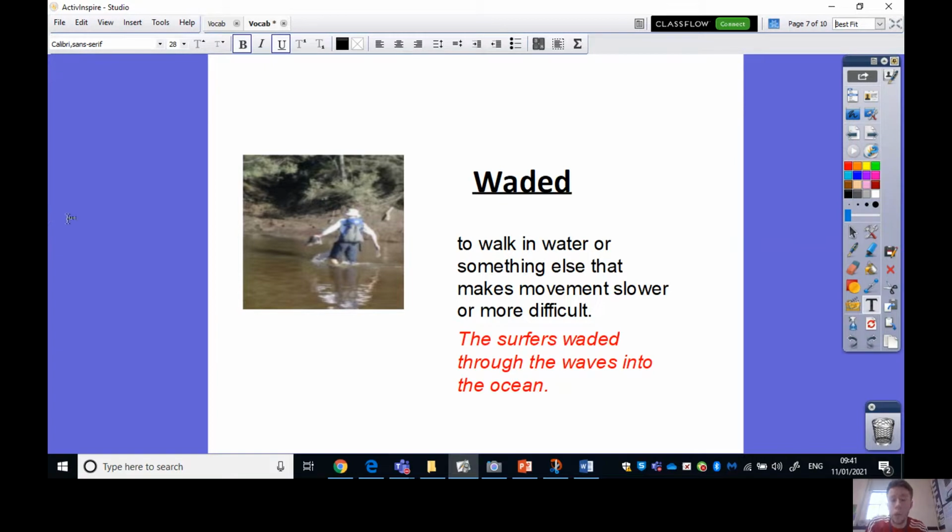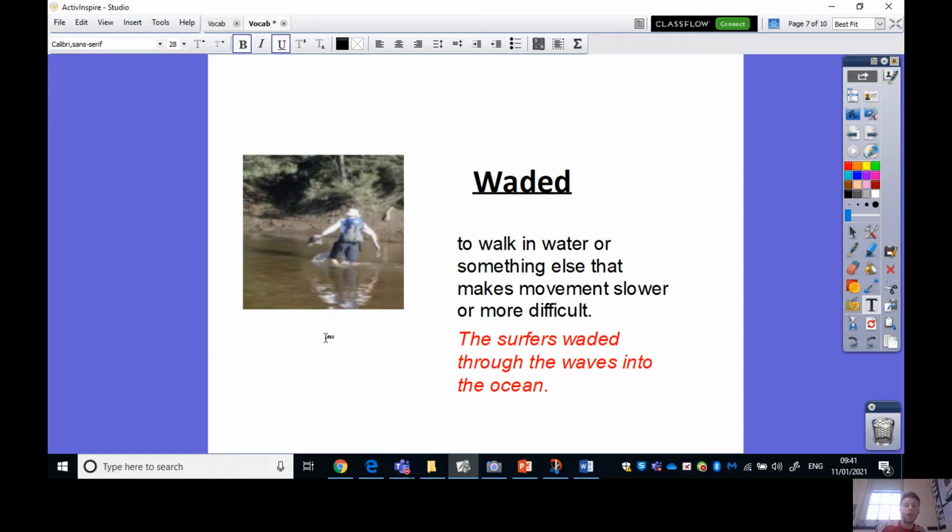Yeah, exactly. So to wade means to walk through water or something that makes it really difficult to walk, like high grass, where you have to drag your legs. So at the moment, while you're sitting down, try and drag your legs and pretend to wade. An example of a sentence would be, the surfers waded through the waves into the ocean.